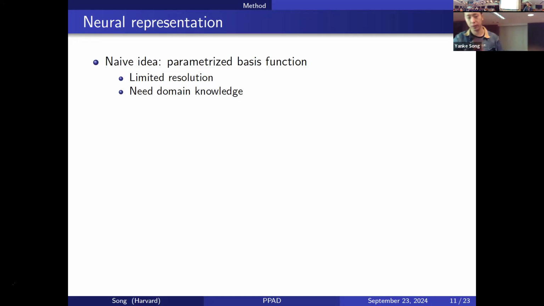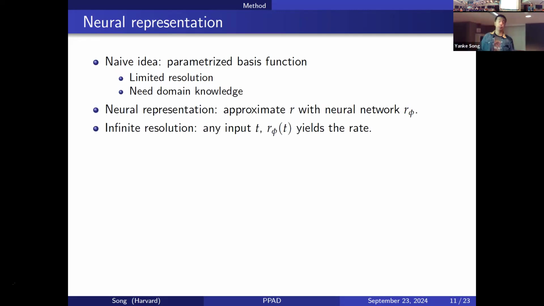So what I'm using instead is actually becoming very popular in machine learning literature. It's called a neural representation. Basically, it means we represent the underlying signal with a neural network. In our case, the underlying signal is just a light curve. The good thing is that it has infinite resolution, because I can just input the t into this neural network, and the neural network is just going to yield the rate function or light curve at that time t.